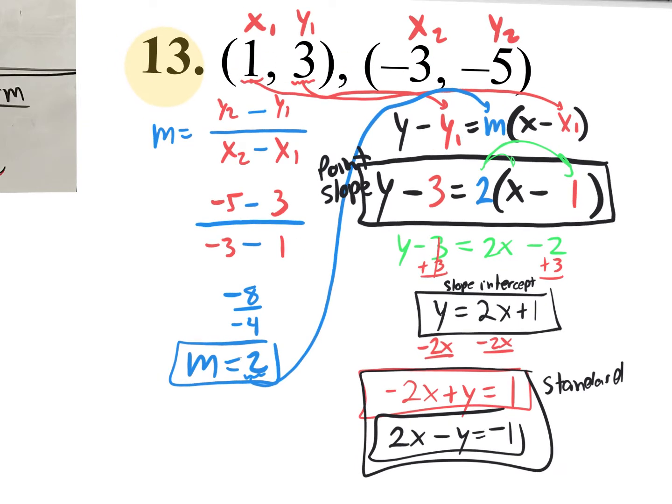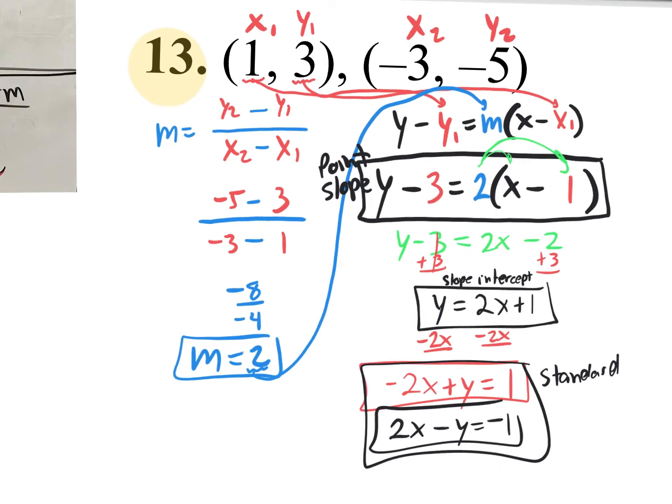So ladies and gentlemen, we have written all 3 forms of this single line that passes through these 2 points. Again, we started with the slope, and then since we had a point and a slope, we went to point slope, and then we distributed and we moved something over to get the y by itself, which is now in slope intercept, and then we moved the x to the other side, which changed it to standard.